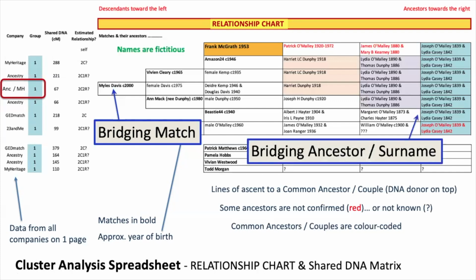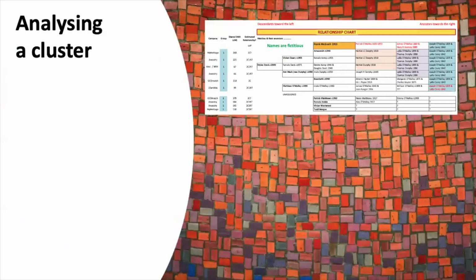The other way that you can bridge between different companies is by having a bridging ancestor. So if, say, Vivian Cleary on Ancestry goes back to Joseph O'Malley and Lydia Casey, and then on MyHeritage, Amazon 24 also goes back to the same couple, then you know that that is the bridging ancestor that also allows you to merge the group on Ancestry with the group on MyHeritage.